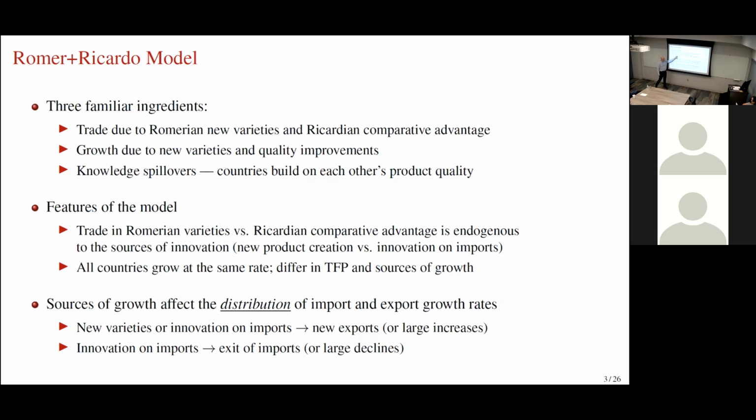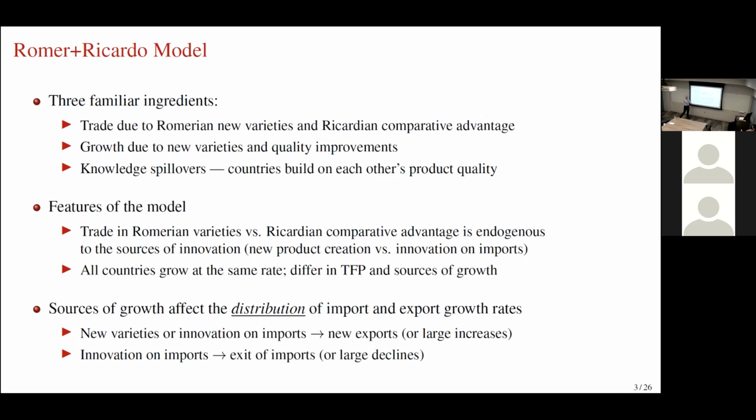And then the countries are going to be linked through knowledge spillovers. I don't think the Eaton-Kortum paper had any knowledge spillovers, either domestic or international. So we're building that in. It comes quite naturally in a multi-country model because it's going to tether countries together. It keeps them all growing at the same rate. So we build it in.